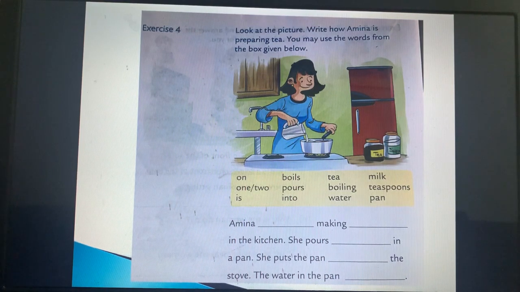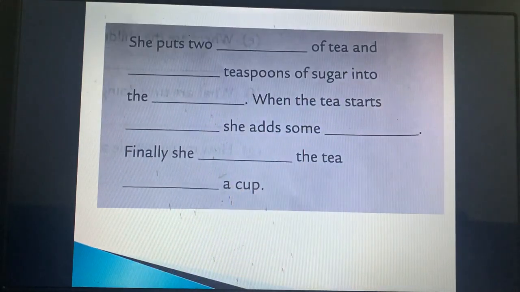Now let us start. First of all, let us read with blanks. Amina dash making dash in the kitchen. She pours dash in a pan. She puts the pan dash the stove. Stove क्या होता है? गैस स्टोव होता है ना, गैस. The water is in the pan dash. She puts 2 dash of the tea and dash teaspoons of sugar into the dash. When the tea starts dash, she adds some dash. Finally, she dash the tea dash a cup. Now let us start. It's very interesting.